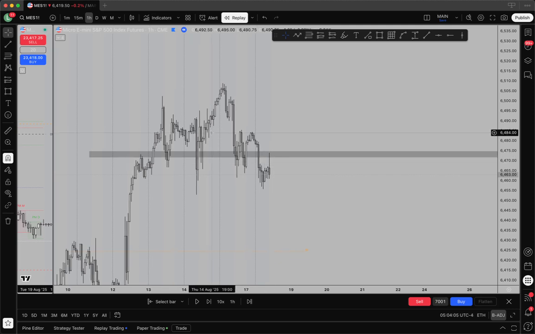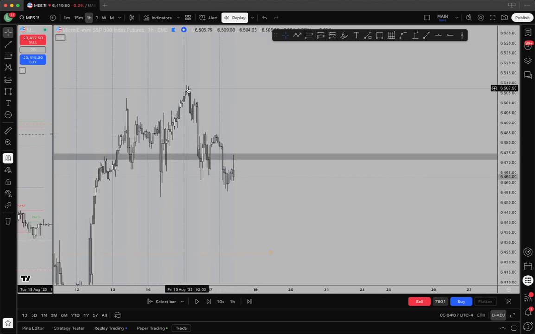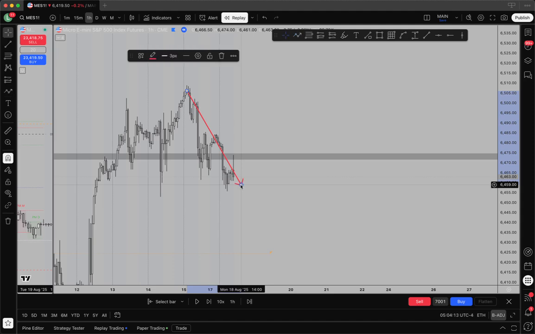Now, going into the trade then, the overall price action is clearly bearish. We are clearly in a downtrend. We're clearly in a sell program. We're creating lower highs and lower lows. So that's pretty self-explanatory. This is why I'm looking for sells.